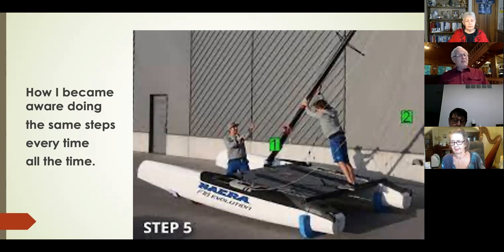Now, the thing is that the mast is heavy and it's dangerous. You could slip on the catamaran and have the mast fall on you. It could slip away and fall on the boat and damage the mast. It could damage the boat, all kinds of things.